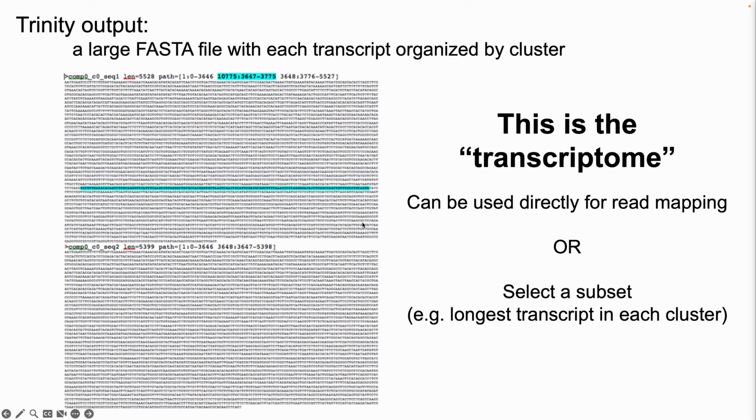This is what the output of Trinity looks like. It's a FASTA file. It's got a complicated header that basically tells you which gene it is and which transcript, and how it's related to other transcripts in the assembly. You could use this transcriptome straight off Trinity as your reference transcriptome. That's what you're going to map to.